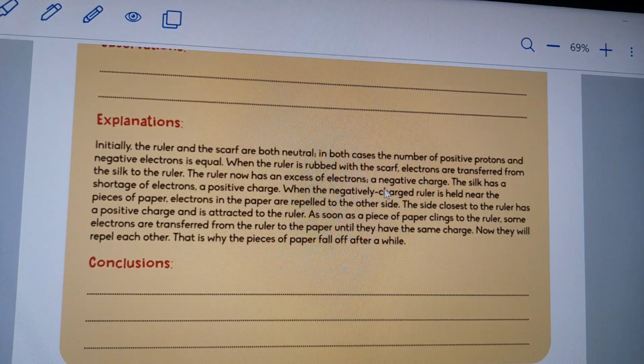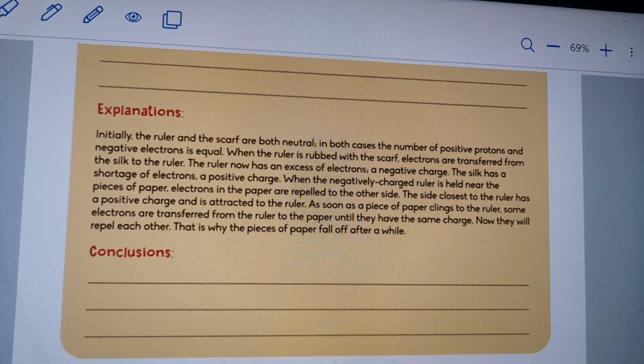Now, when the negatively charged ruler is held near the pieces of paper, electrons in the paper are repelled to the other side. The side closest to the ruler has a positive charge and is attracted to the ruler. As soon as a piece of paper clings to the ruler, some electrons are transferred from the ruler to the paper until they have the same charge. Now they will repel each other. That is why the pieces of paper will fall off after a while.